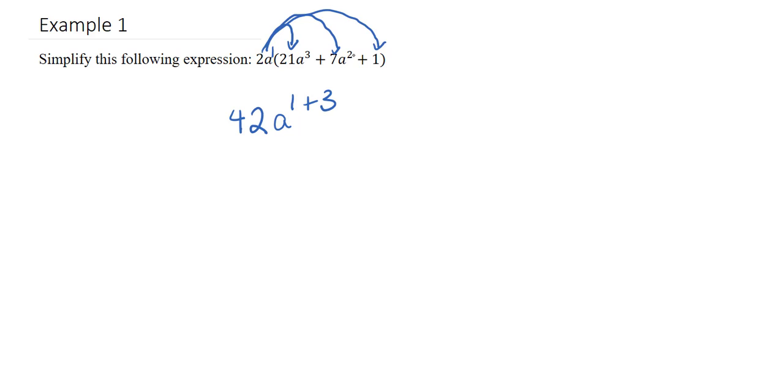So a to the 1 plus 3. Then we're going to go on to the second term. So we have 2a times 7a squared. Well, 2 times 7 is 14. And then we have a to the 1 plus 2. Then we can go on to the final term. So we can go 2a times 1. Well, 2 times 1 is just 2. Then we just have a.